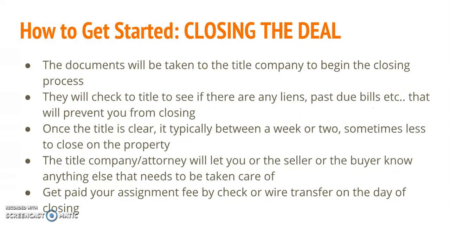So lastly, I should say, is closing the deal. The documents will be taken to the title company to begin the closing process. They will begin to check the title to make sure that there aren't any liens on the property, past due bills, and things of that nature that can prevent you from closing on it. Once the title is clear, it typically takes between a week or two, sometimes less, to close on the property. It can be days at times. It can be up to a month at times. So it really depends on the situation. So definitely it's going to vary.